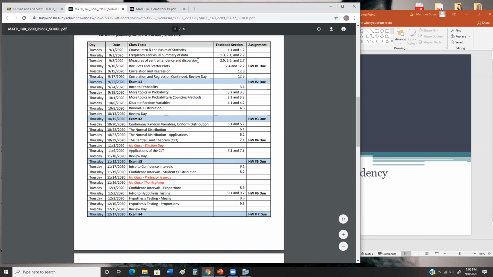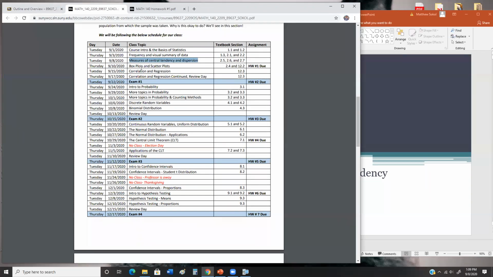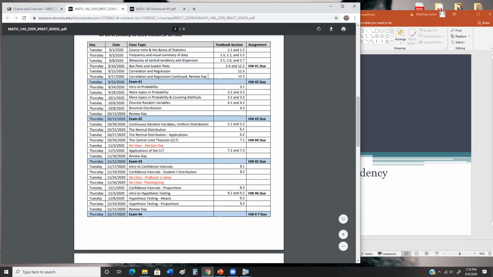Okay, so we're right here today, measures of central tendency and dispersion. Thursday, we're going to do box plots and scatter plots. And then the week after that, we're going to do correlation and regression. And then we'll have our first exam Tuesday the 22nd. Okay, thank you. We'll also have a review day on Thursday, and I'll post a sample exam for you so you can see what it's like.